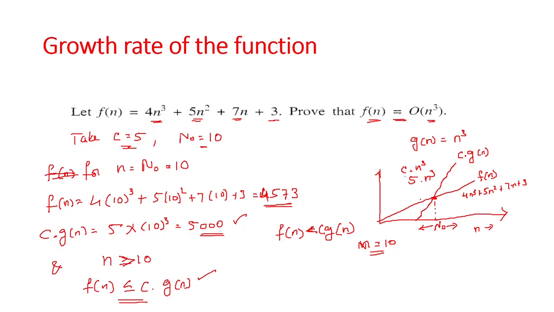And of course the n naught value depends on the value of c we have taken. So there's a possibility that for different c values, the n naught also changes, right? So this is not the only value we can take to prove that f of n is equal to big O of n cube. So this is an example of the growth rate of a function.